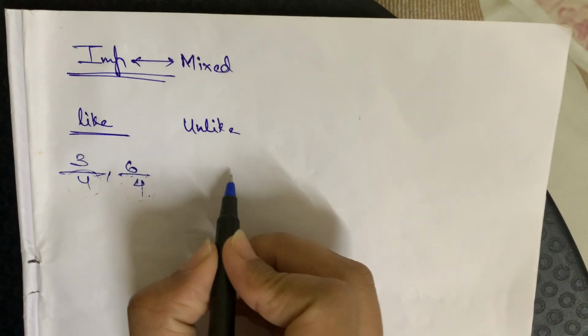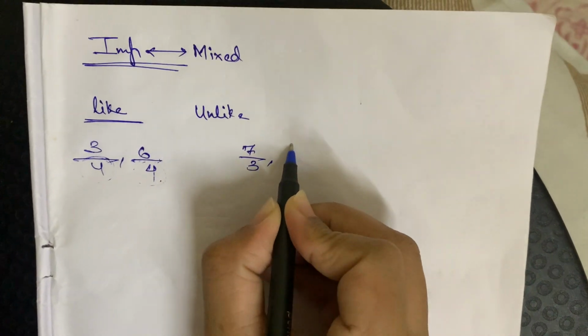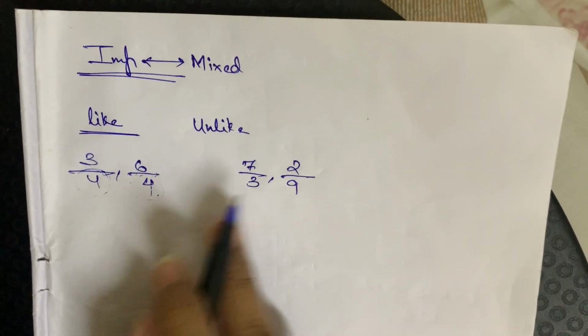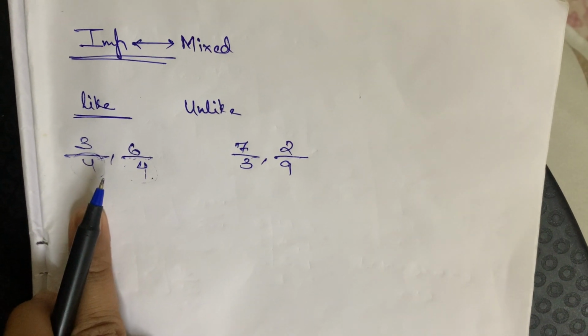And unlike fractions would be like 7 by 3 and 2 by 9. These are the two different types of fractions that are there. These are the unlike fractions and these are the like fractions that I have.